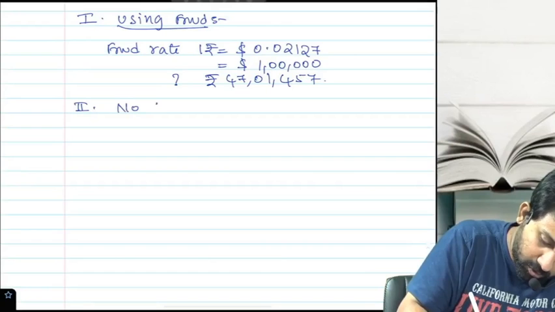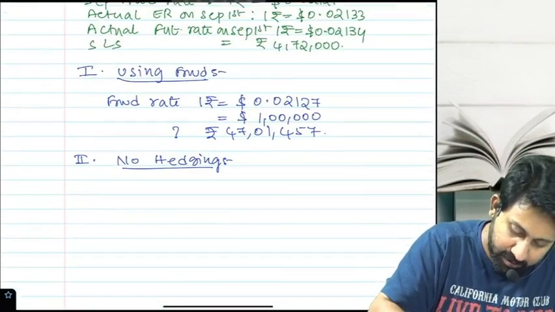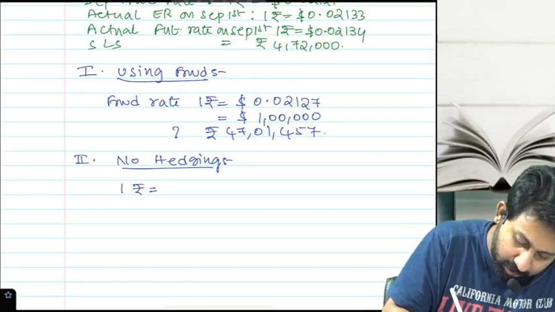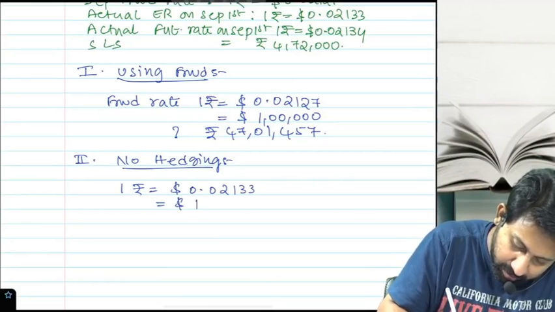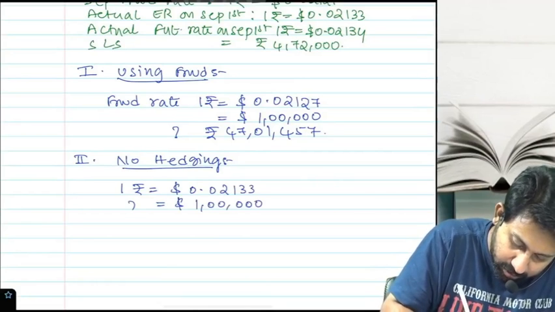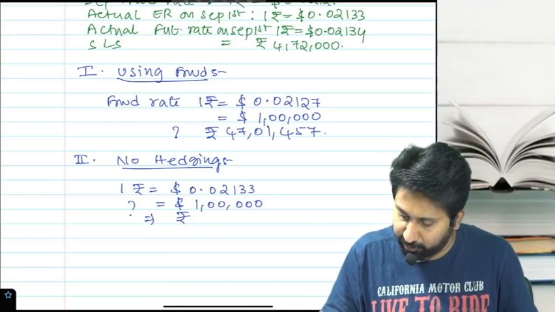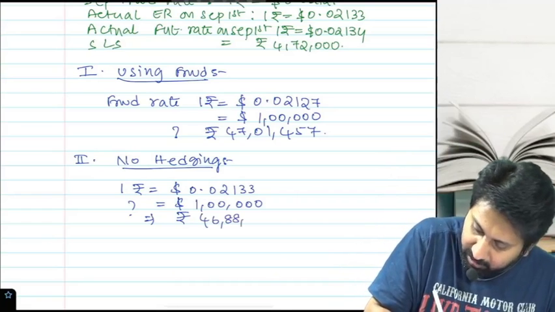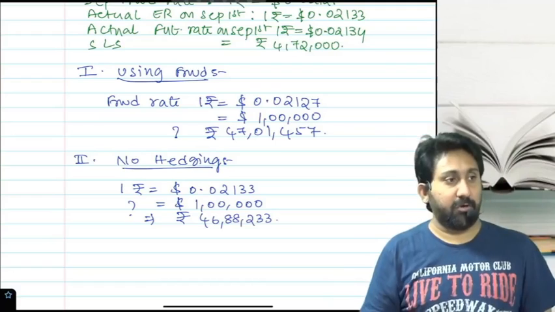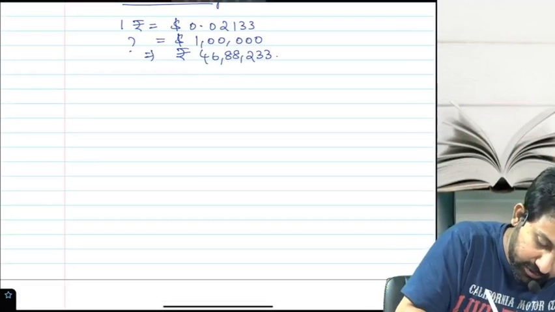Next, no hedging. If I do not use any hedging, what would have happened? 1 rupee equal to dollar 0.02133. I have to receive dollar 1 lakh. How much would I have received? 1 lakh divided by 0.02133. Rupees 46 lakh 88,233 I would have received, if there is no hedging. Next, number 3.